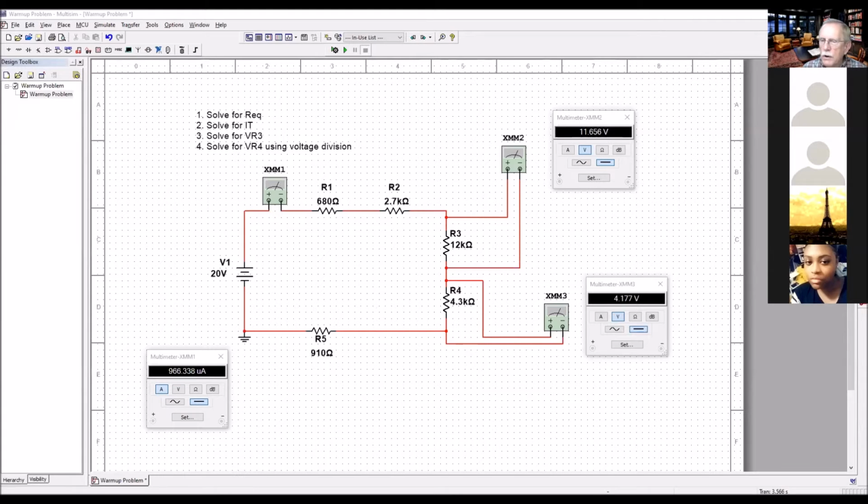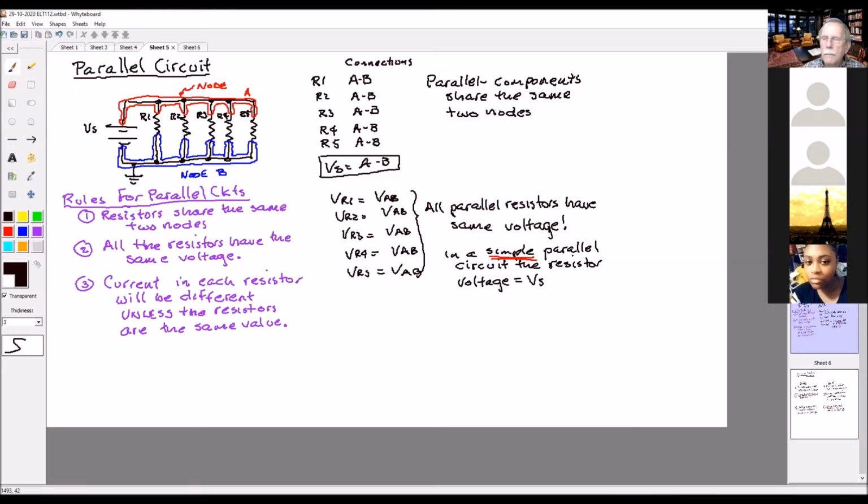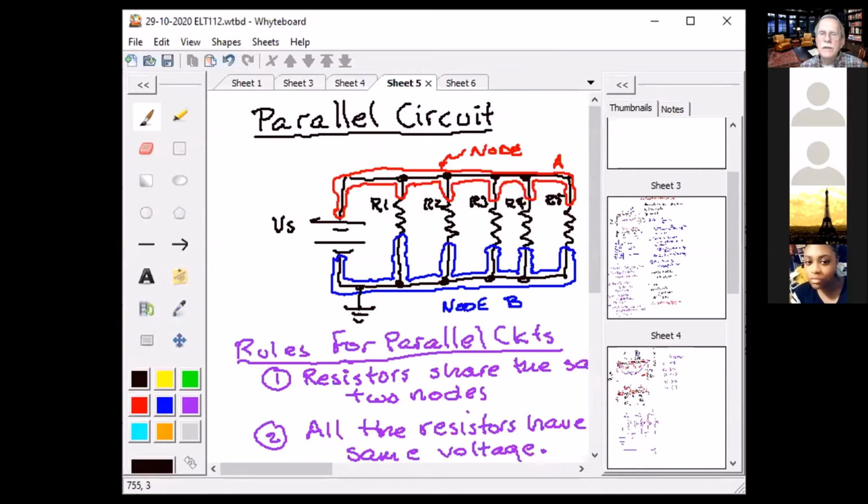All right. So when we left off, we were looking at parallel circuits. And we said that our rule for parallel circuits was that in a parallel circuit, the resistors share the same 2 nodes. If we made a list of where the resistors are connected, we would see that all of the resistors connect to the same 2 nodes, in this case node A and node B. So R1 connects between A and B, R2 connects between A and B, and so on down the line. VS connects between A and B.